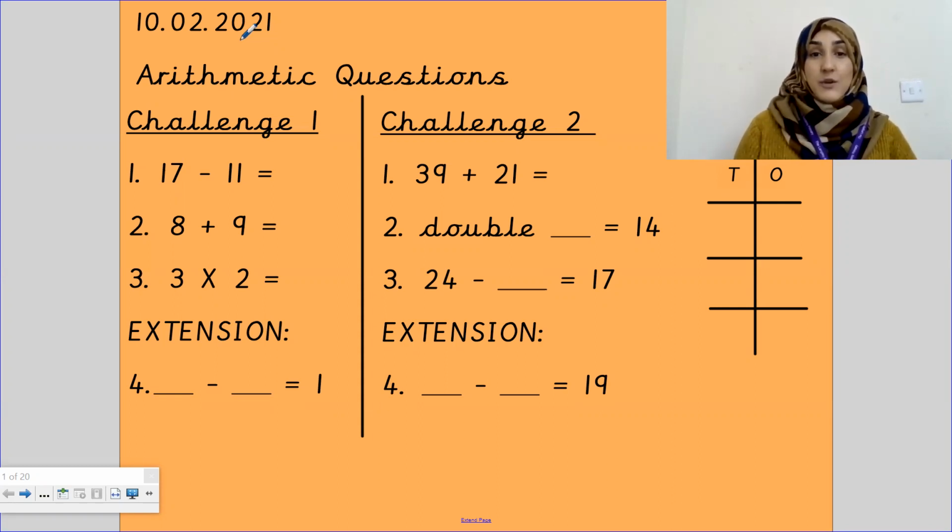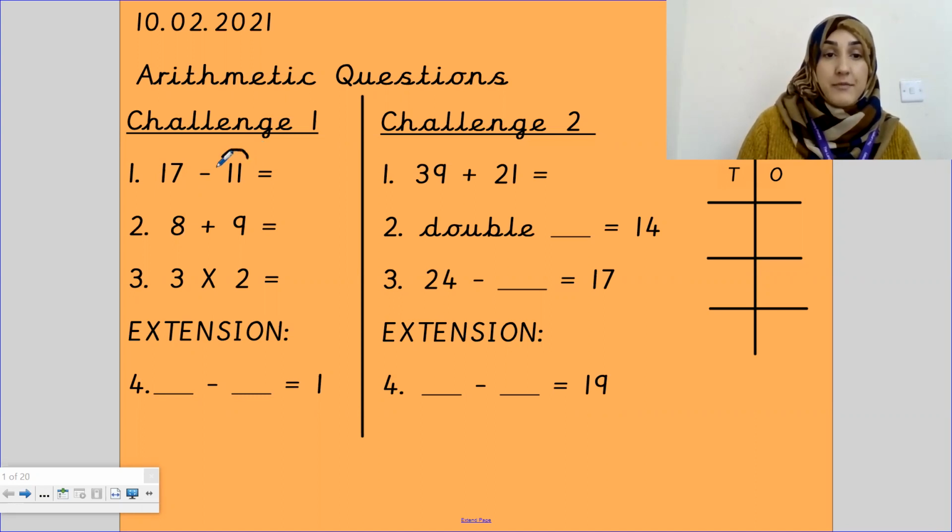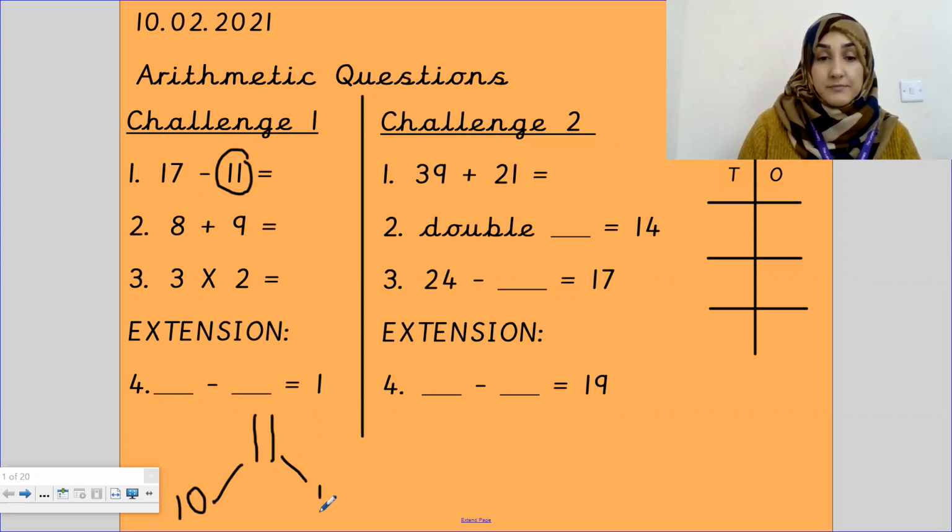Okay, Morris, let's go through challenge one, question one. 17 take away 11. Now I could put 17 in my head and count backwards 11 fingers, but that would take me a long time. So I'm going to try and do this in another way. I'm going to take the number 11 and break it up into tens and ones. Just like in a part whole model, one 10, and I know that in 11 there is one 1.